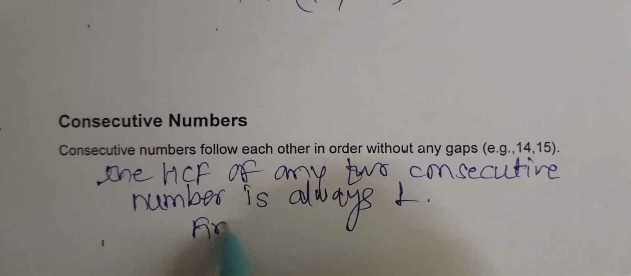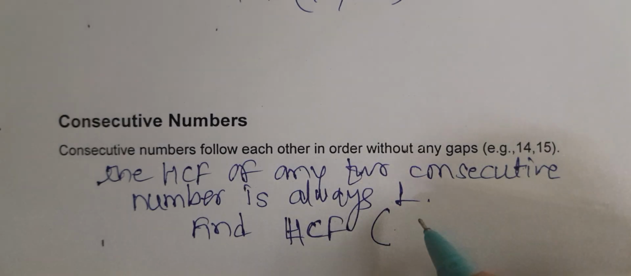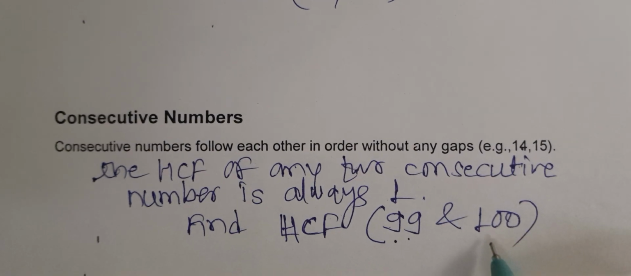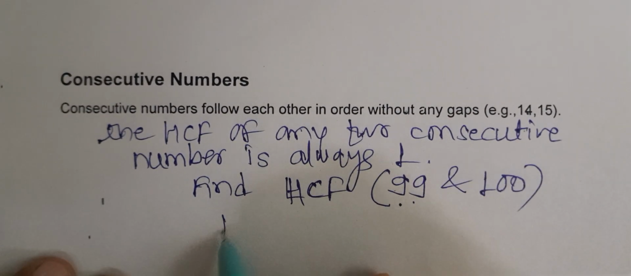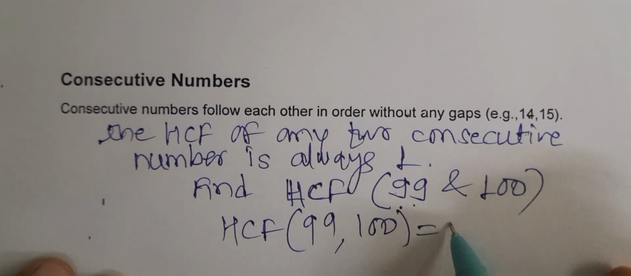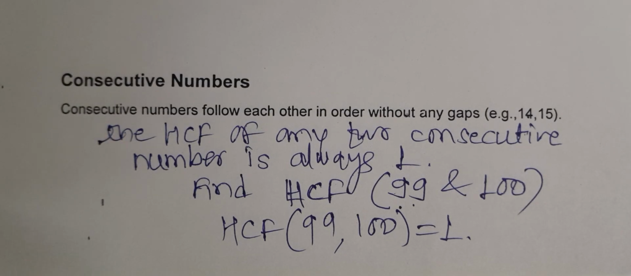Find the HCF of 99 and 100. So these are two consecutive numbers in order without any gap, for example like 14 and 15. These are 99 and 100. So what will be the HCF for this? Again, it is 1. HCF for 99 and 100 is equal to 1 because they are two consecutive numbers.